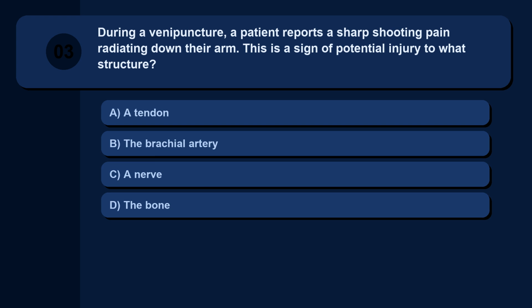Sharp, shooting pain is a classic sign of nerve involvement. Immediate needle removal is required to prevent permanent nerve damage.